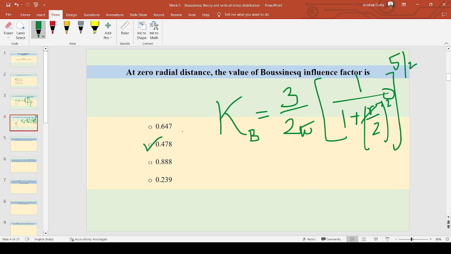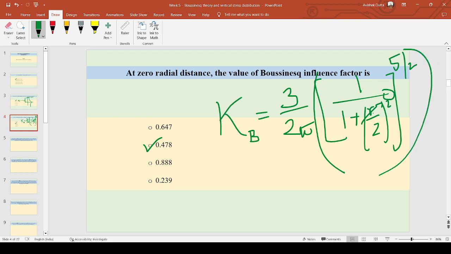So using this particular formula, that is the formula of Boussinesq's influence factor, at zero radial distance, if we put r equal to 0, then this entire part of the equation becomes equal to 1, and we are left with 3 by 2 pi, that is equal to 0.4775 or 0.478. Okay, next question.